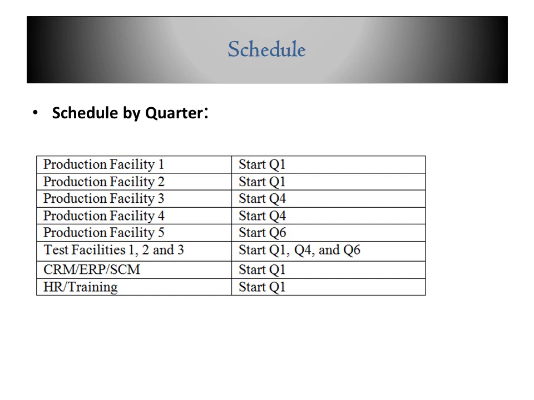The go-live for plant conversions and the system implementations are: production facilities 1 and 2, conversion begins at start of quarter 1. Production facilities 3 and 4, conversion begins start of quarter 4. Production facility 5, conversion begins at the start of quarter 6. Test facilities 1, 2, and 3 respectively start their conversions in quarters 1, 4, and 6. The conversion for all CRM, ERP, and SCM systems, the start of quarter 1, and all HR and training, the start of quarter 1.